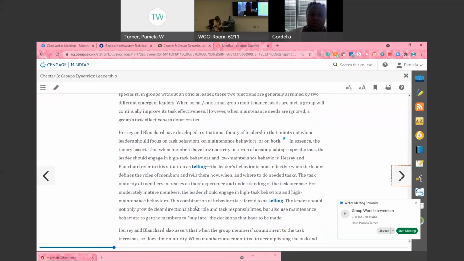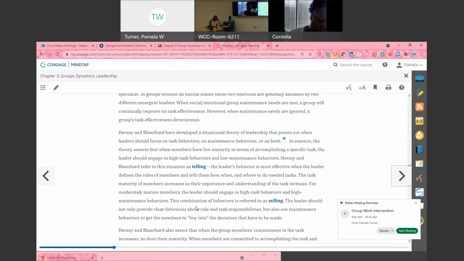Okay. Hersey and Blanchard have developed a situational theory of leadership. It points out when leaders focus on task behaviors or maintenance or both. In essence, the theory asserts that when members have low maturity in terms of accomplishing a specific task, the leader should engage in high task behavior and low maintenance. So that's telling the group members, right?